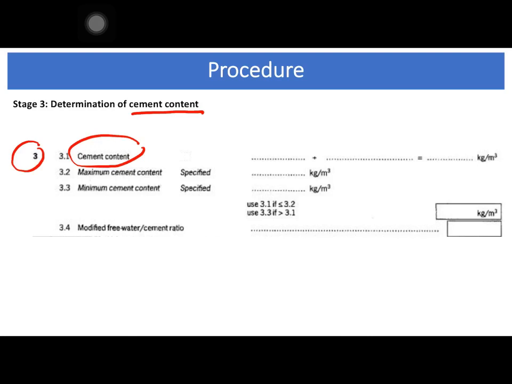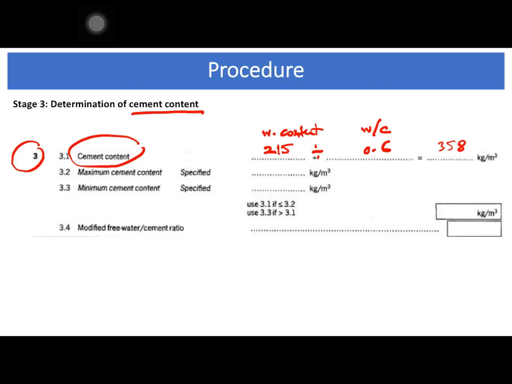In stage 2, we determined the water content. What is our water content? It is 250, right? In stage 1, we got the water cement ratio. What is our water cement ratio? 0.6, right? So here we divide. Water content divided by water cement ratio is the cement content. So you can calculate: 215 divided by 0.6 is equal to 358 kg per meter cube.